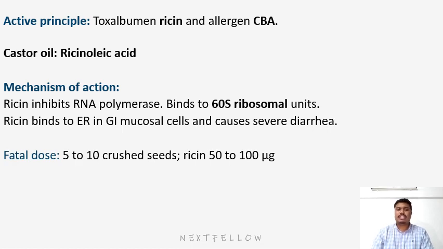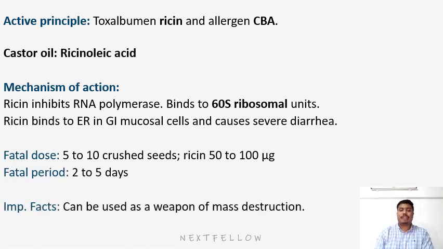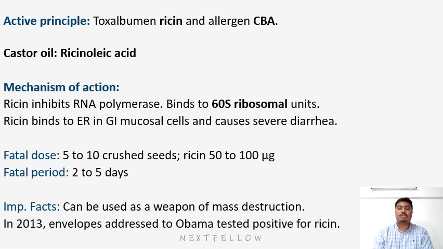The seeds which are unbroken are not poisonous if they are cooked or swallowed directly. The seeds have to be crushed for the active principle to be released, and the fatal period is 2 to 5 days. Some important facts: it can be used as a weapon of mass destruction, and in 2013 envelopes addressed to Obama tested positive for ricin in the US.